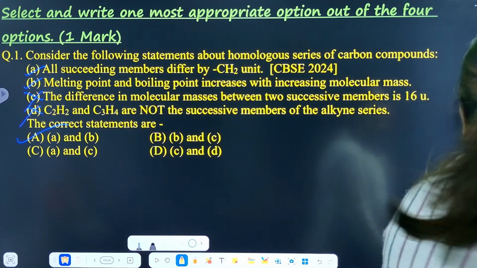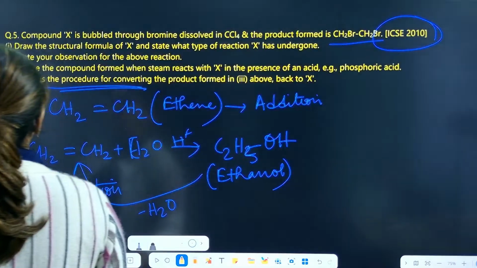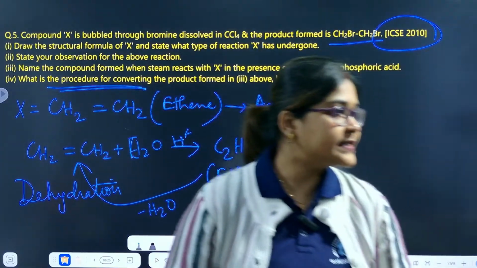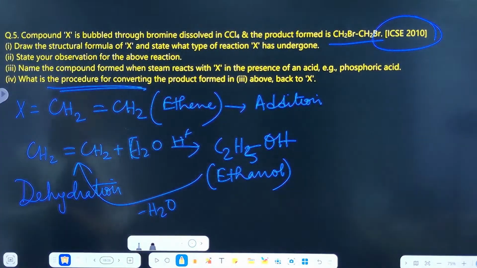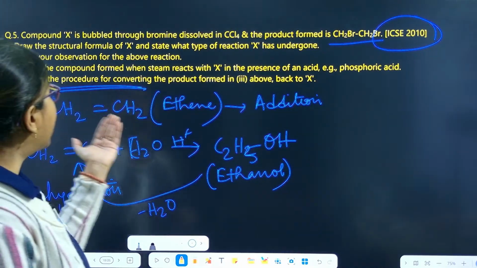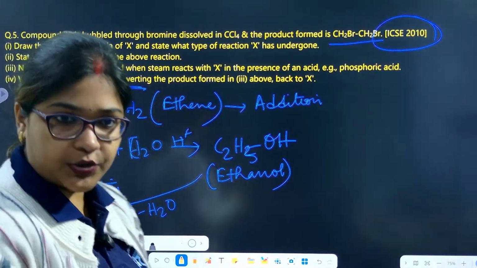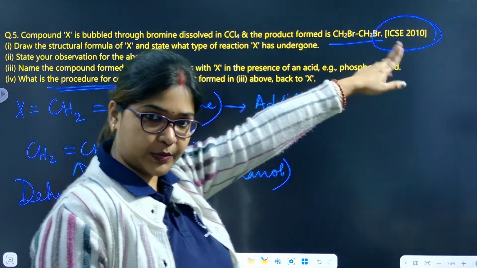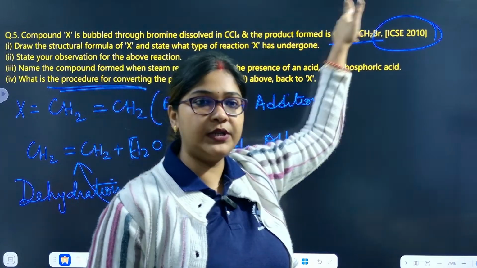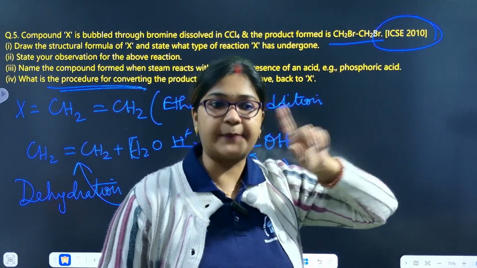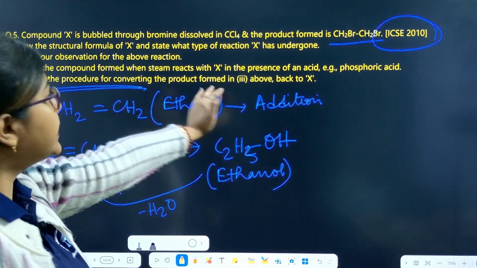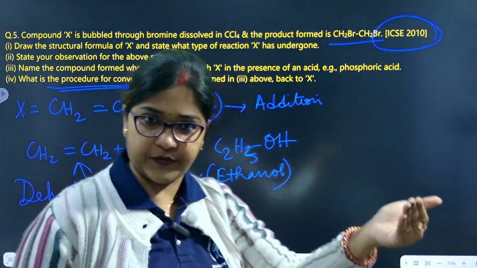Ma'am, can you repeat question 5? Question 5. This one. Okay, Fire Rise Gaming, for you, question 5 once again. See, question 5, what is it telling? You have a compound X and you pass bromine dissolved in carbon tetrachloride through it and you get this compound. So what will X be? X will be ethene. This type of compound is obtained only if the compound has unsaturation, so X will be ethene. And bromine addition, this is an addition type of reaction.